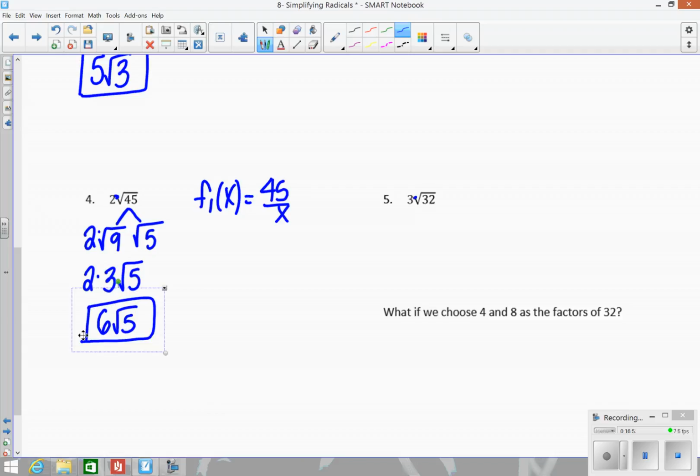So let's look at this other one here. 3 times the square root of 32. So again, that 3 just stays out in front. Think about the largest perfect square that goes into 32. So I'm thinking 16 and 2. So when I do that, you end up with 3. This will reduce to 4. Keep the square root of 2. Remember, it's multiplication between these, so it becomes 12 square root of 2.